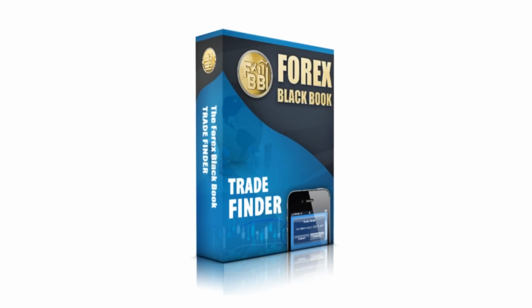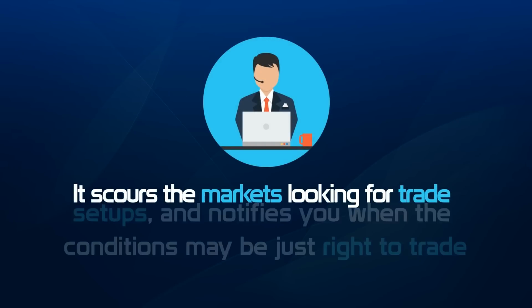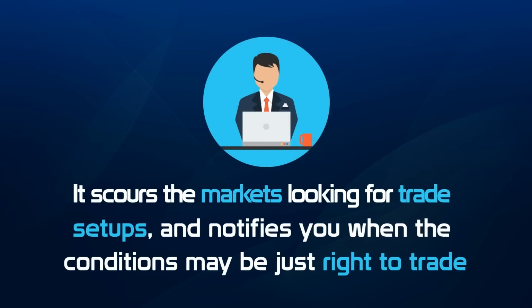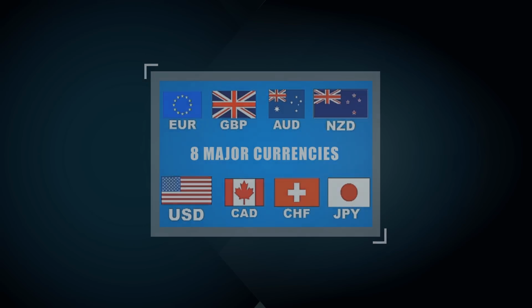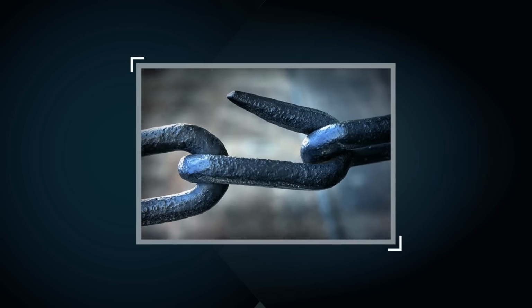That's why we built the Trade Finder. The Trade Finder is going to alert you to winning trade setups in the first place. And this accomplishes something major that virtually no other Forex software does for you. It scours the markets looking for trade setups, and then it notifies you when the conditions may be just right to trade. That way, you don't have to be at your desk. It's going to do all the hard work for you, searching all major currency pairs. And then it'll notify you by SMS text to your cell, also by email or with a desktop alert. Trade Finder is a major advance in trading because it's going to unchain you from your desk.